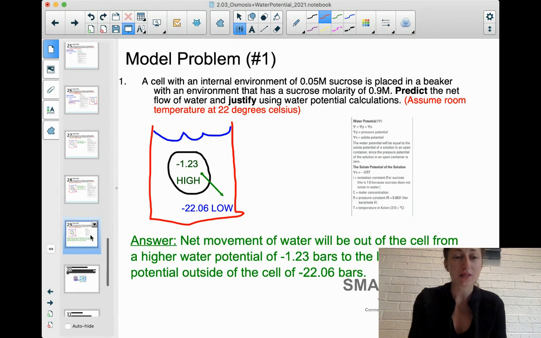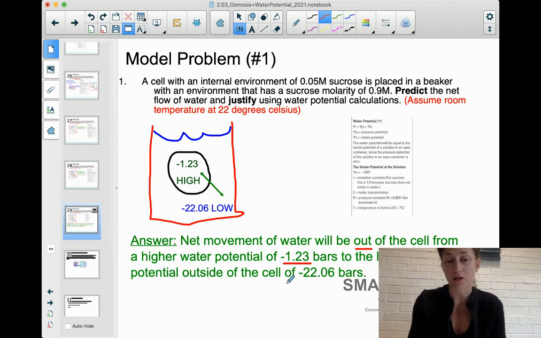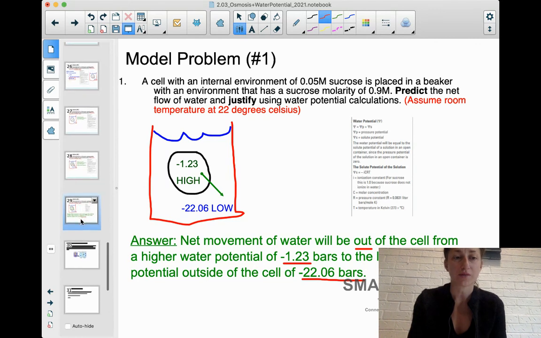Okay, here's your final answer. Net movement of water will be out of the cell from a higher water potential of negative 1.23 bars to the lower water potential outside the cell of negative 22.06 bars. Okay, beautiful. You guys will have a chance to ask any questions right now in the Edpuzzle that you might have.